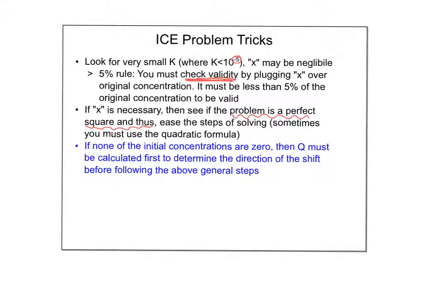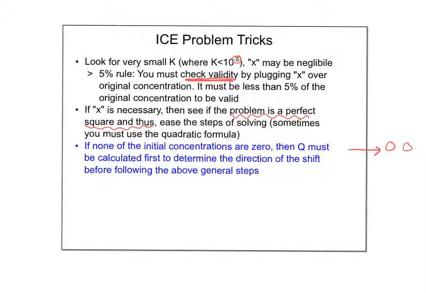Lastly, one thing we're going to look at real quick: if none of the initial concentrations are zero, because remember the reaction always proceeds towards the zeros, but what if everything has a starting amount, which is pretty common in nature, right? Like maybe we're making carbon dioxide. Well, we already know there's carbon dioxide in the atmosphere, right? Not everything starts at zero.